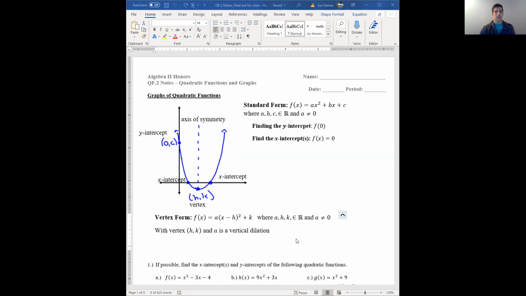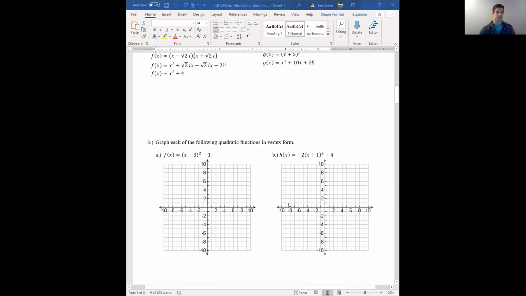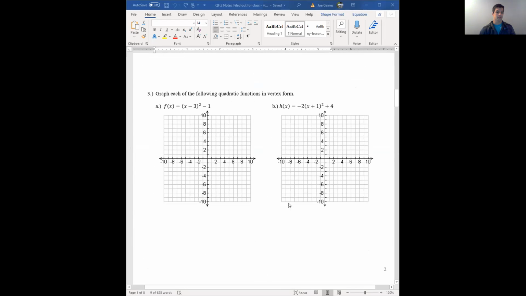So let's take a look at how we're going to use transformations to help us graph quadratic functions. There's a couple different ways we can graph quadratic functions. We're going to have the assistance of technology, but it's good for us to understand the concepts behind how the technology works to graph these functions, and to also understand how transformations work in the process of graphing quadratic functions. So let's come down to problem number 3, where it says graph each of the following quadratics in vertex form.